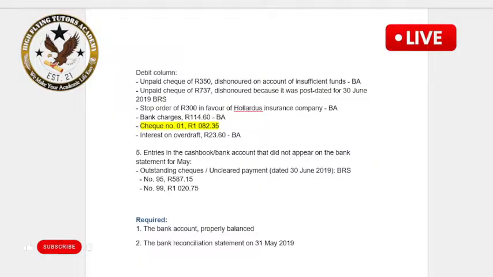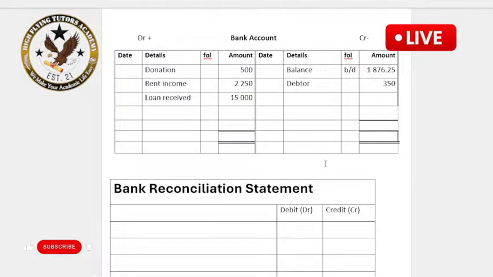So this one, you go to your answer sheet right there and say, on the credit side, because payments are recorded on the credit side of the bank account, insurance of how much? Insurance of 300. Insurance of 300, right? Insurance of 300 right there.